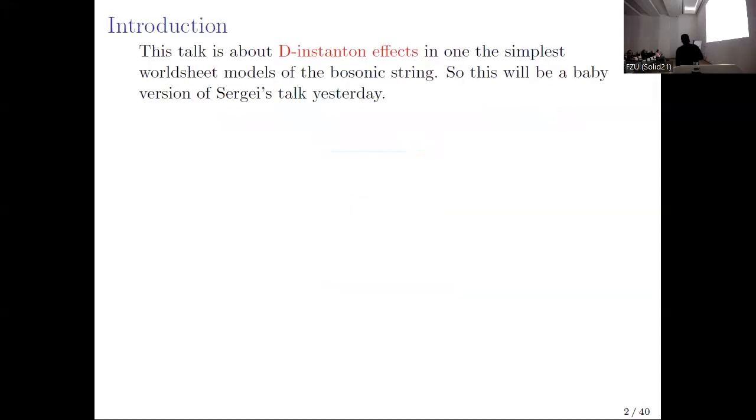So I'm going to talk about this annulus diagram with ZZ boundaries. It's about D-instanton effects. In non-critical string theory, the D-instanton just gets called the ZZ instanton. There will be instanton effects in one of the simplest worldsheet models of the bosonic string. In some sense, this is going to be a tiny baby version of Sergey's talk yesterday. So I hope it will be a bit of a review, and hopefully you will still learn something.